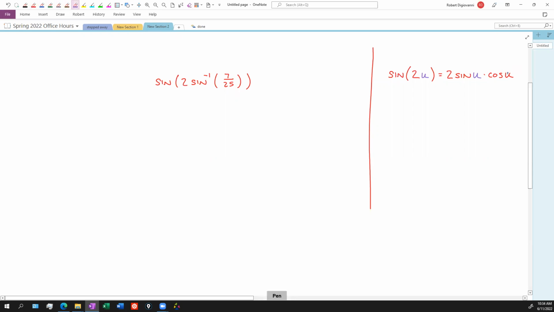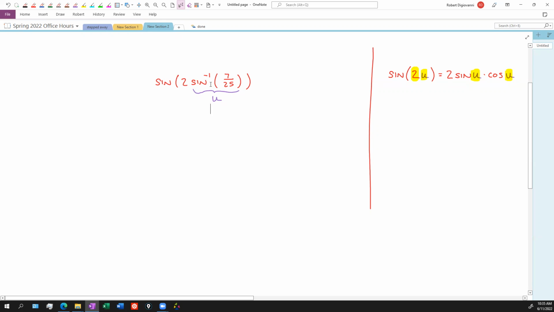So the point of this is that if you have inside your argument 2 times the angle, you can break this up. And so what you're left with is 2 times sine of just the angle and then cosine of just the angle. So you kind of get rid of the 2 that's inside the argument. So for us in this problem, this is like the u, okay? The sine inverse of 7/25 is the u over here. So we have sine of 2u.